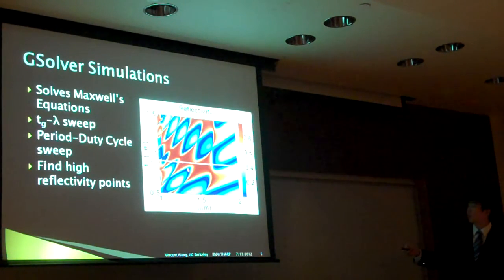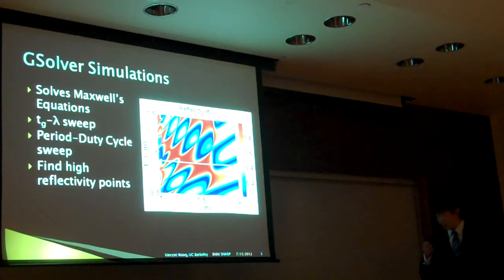Okay, so I chose a thickness of around 0.9 because the red here, which indicates high reflectivity, covers this entire region of wavelengths. So I thought this would be a good thickness.